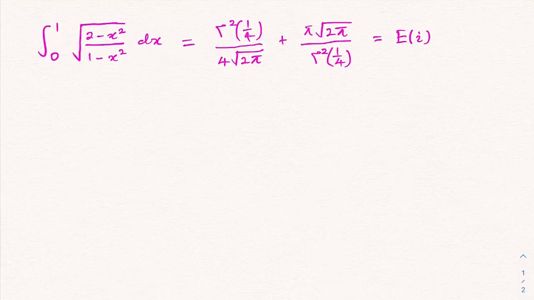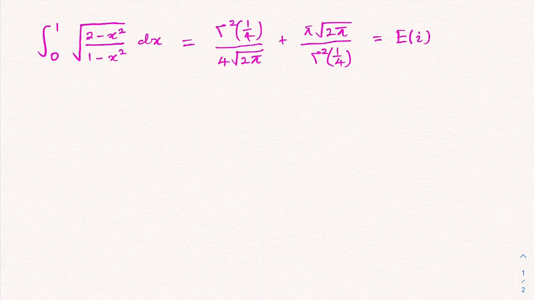In this video, we are going to solve this interesting elliptic integral from 0 to 1, square root of (2 minus x^2) over (1 minus x^2) dx. And we know this is equal to Γ²(1/4) over 4√(2π) plus π√(2π) over Γ²(1/4), which is equal to E(i). Here E we know is the complete elliptic integral of the second kind. Well, how to begin?